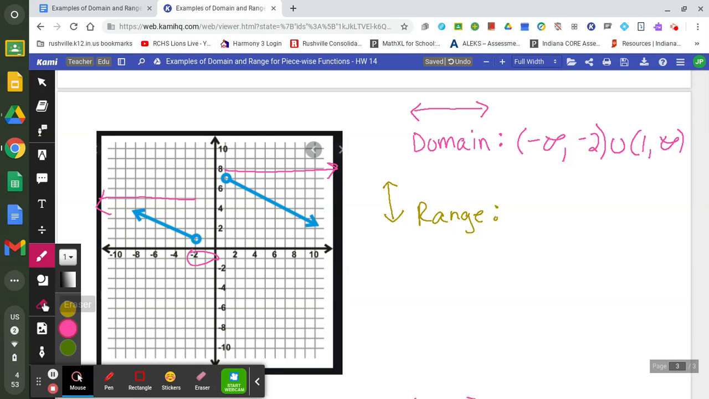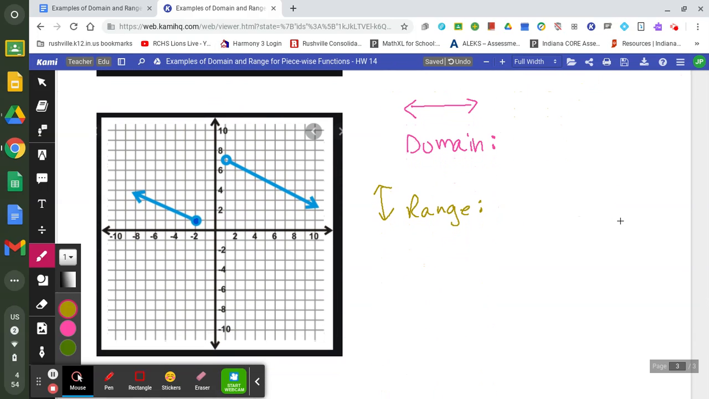The range. So this side of the graph will continue to go down forever and ever, and this side of the graph will continue to go up forever and ever. So all of the numbers on the y-axis are represented, so negative infinity to positive infinity.